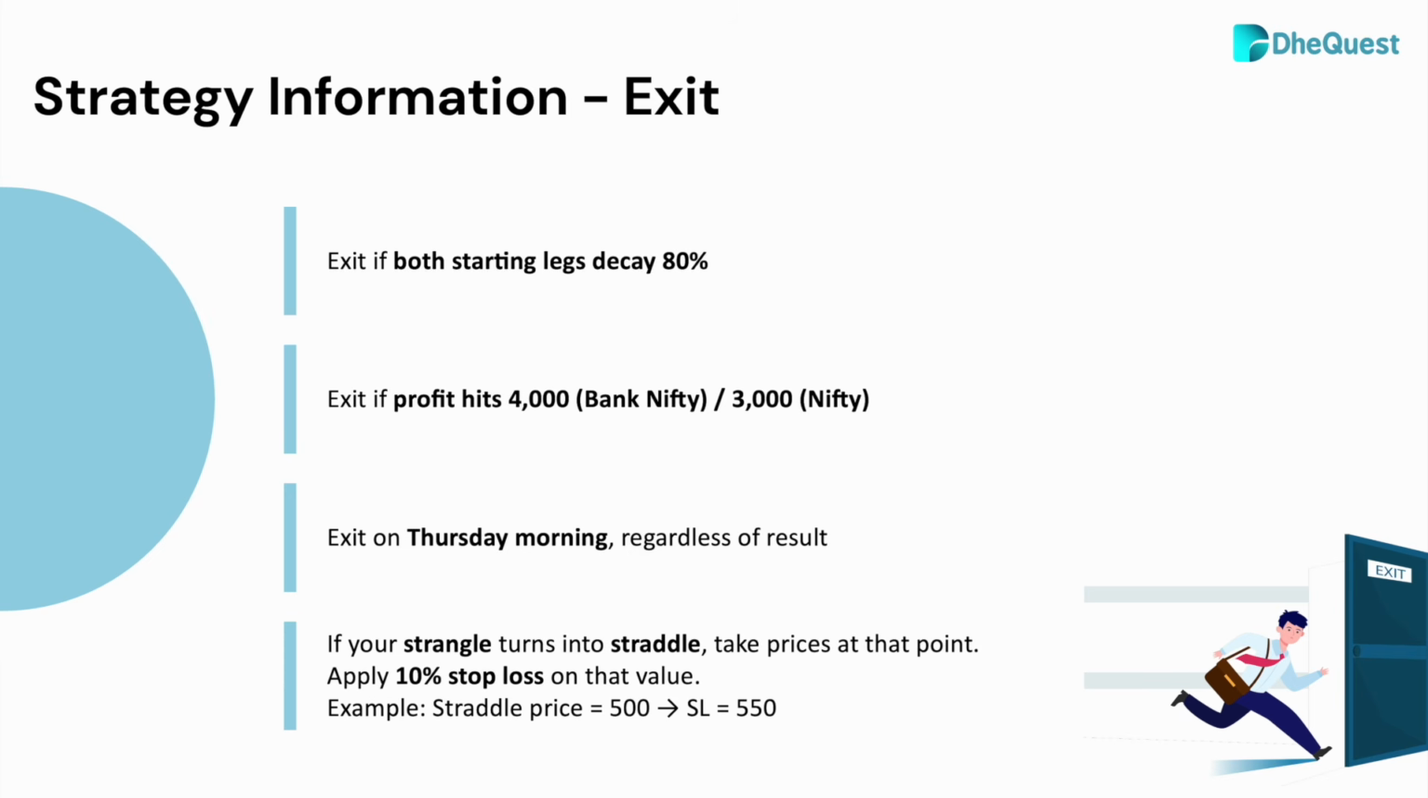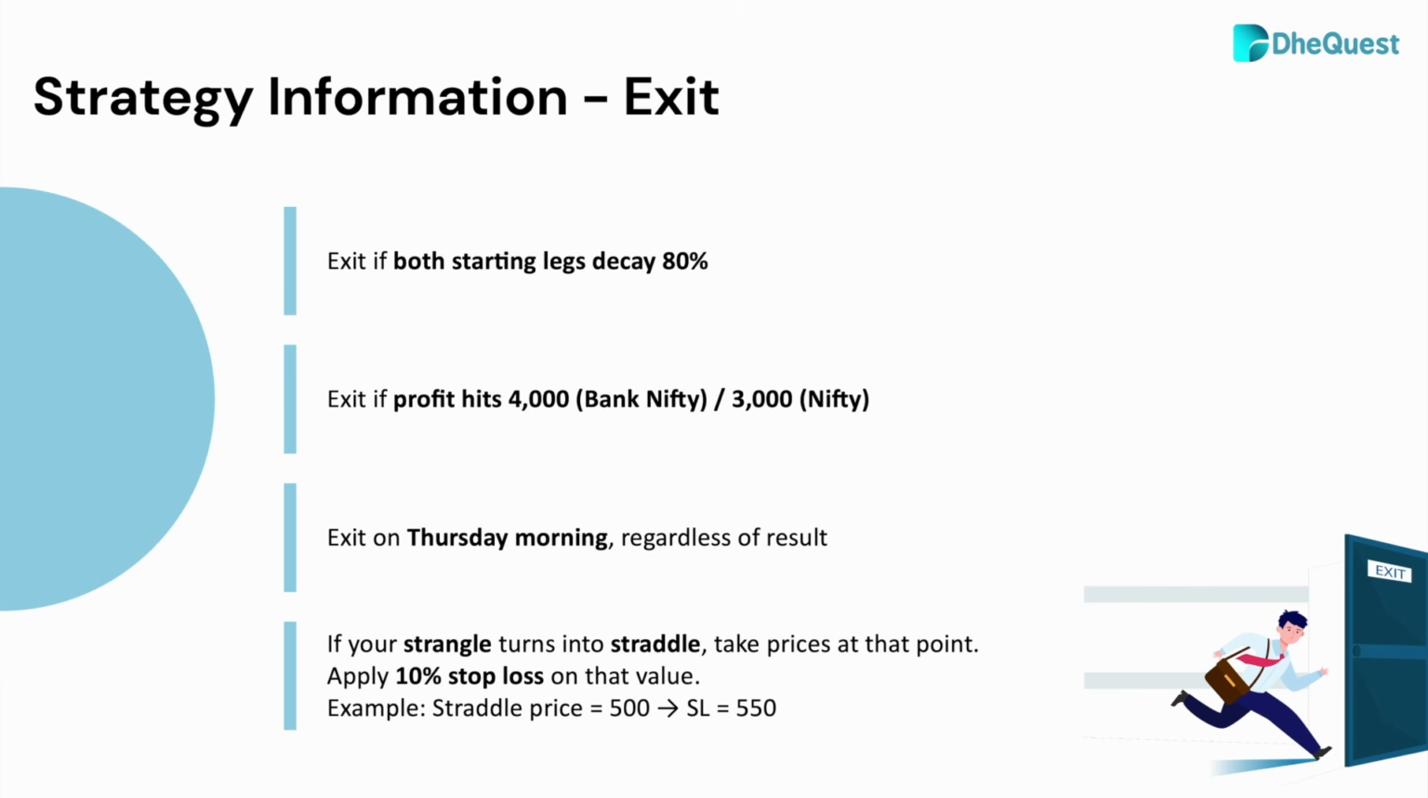And our stop loss rule also is very straightforward. If our strangle turns into straddle, meaning the strikes are very close or overlap each other, we just take that straddle value. Then on top of that, add a 10% stop loss. For example, if a straddle is 500 rupees, then our stop loss is 550. Simple maths, no rocket science.